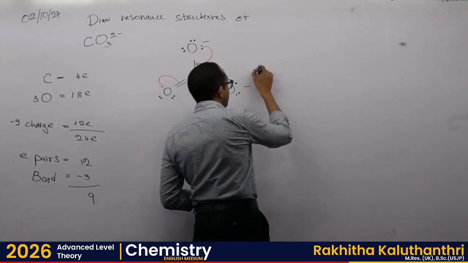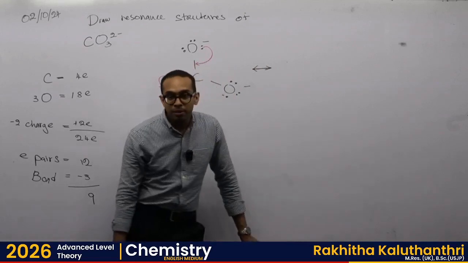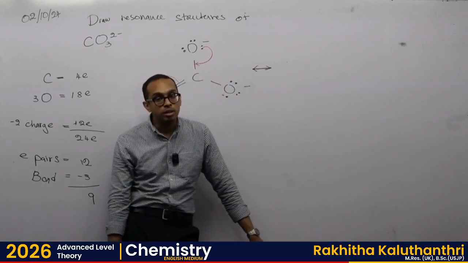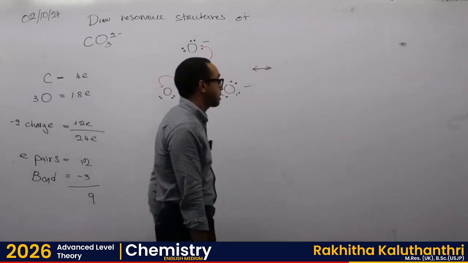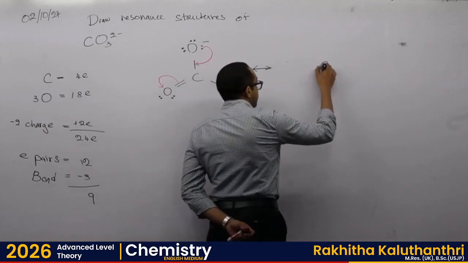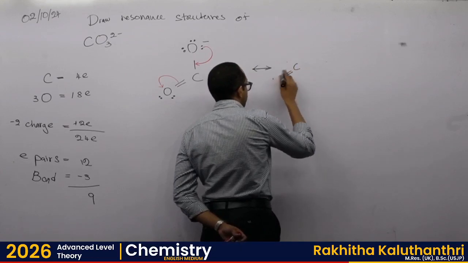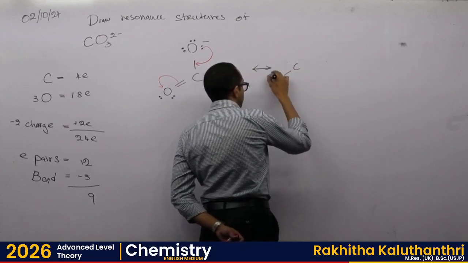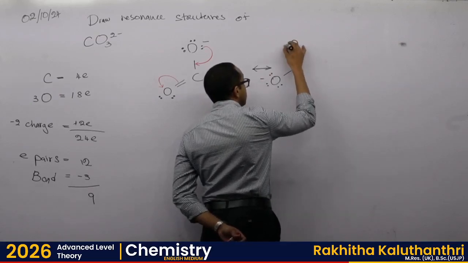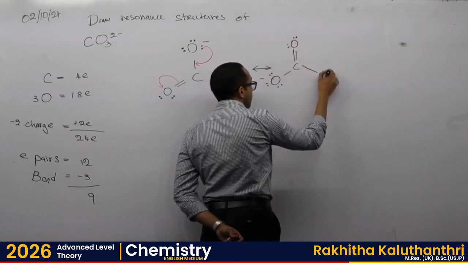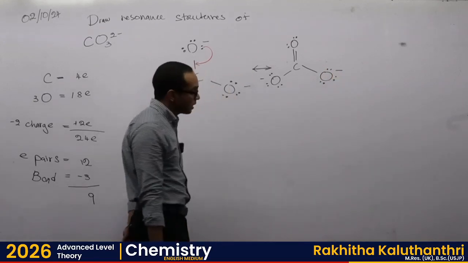Now why can't we have 2 double bonds on carbon? Carbon is a period 2 element. It can't hold more than 8 electrons around it. Period 3, period 4 elements can, but carbon, nitrogen, all those period 2 elements can't. So here we have carbon connected to an oxygen with 3 lone pairs. This is one resonance structure.